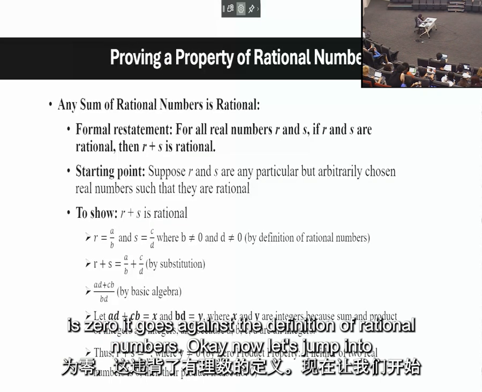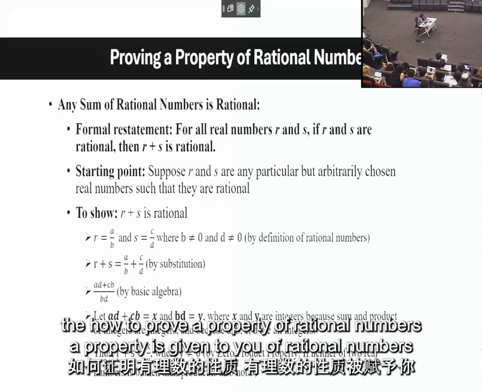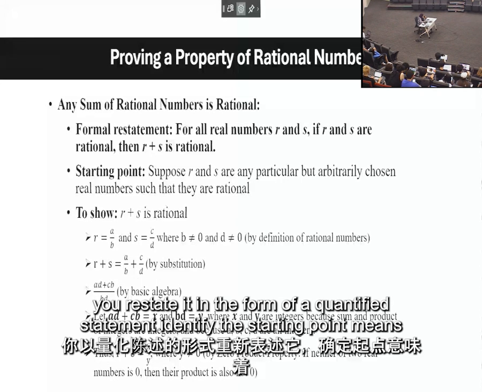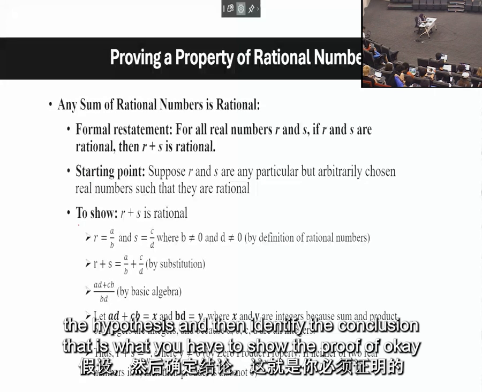Now let's jump into how to prove a property of rational numbers. A property of rational numbers is given to you, and you have to prove it. So the main steps will remain the same. If a proposition is given to you, restate it in the form of a quantified statement, identify the starting point, meaning the hypothesis, and then identify the conclusion. That is what you have to show the proof of.